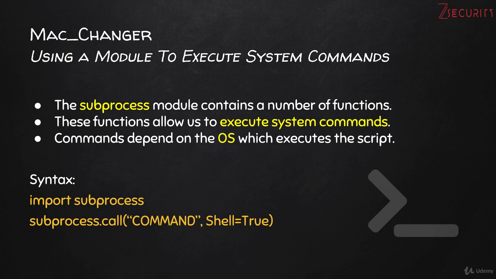The difference is, if you run the script from Windows, it'll allow you to execute Windows commands. If you run the script from Mac, it'll allow you to execute Mac commands. If you run it from Linux, it'll allow you to run Linux commands. Now, since we're running our script from Linux, then we can run the commands that we learned in the previous lecture and be able to change our MAC address through a Python program. Now, using the module is very simple, and we're going to talk about that in a minute.